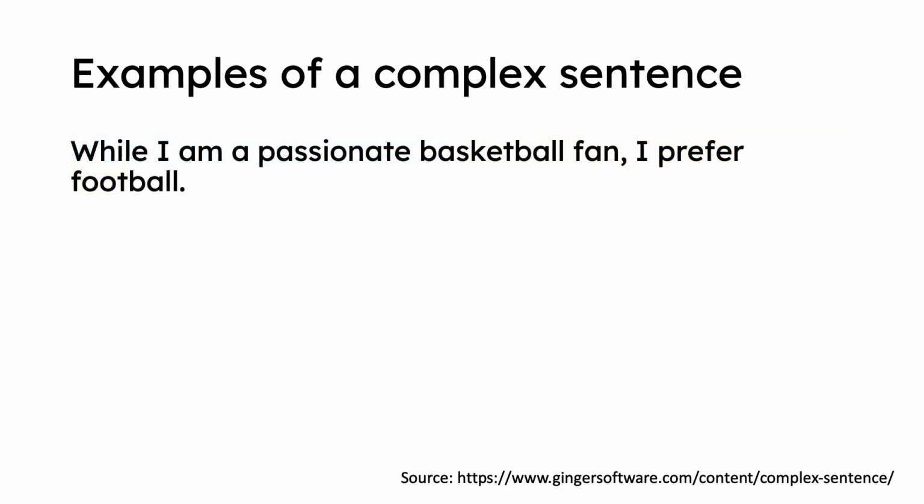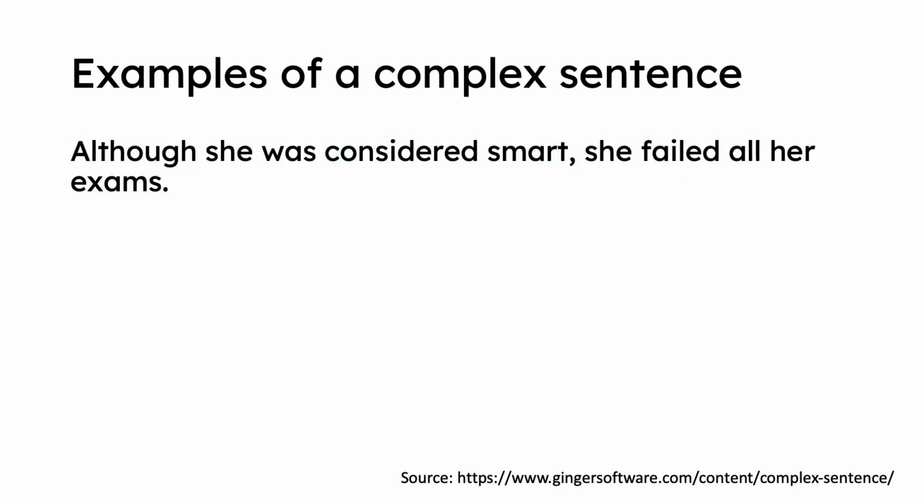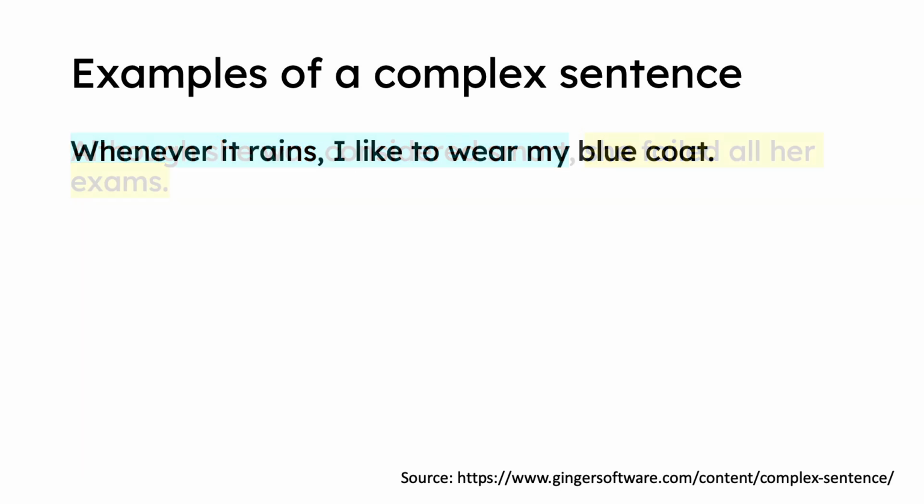While I am a passionate basketball fan, I prefer football. Independent clause? I prefer football. Dependent clause? While I am a passionate basketball fan. Although she was considered smart, she failed all her exams. Independent clause? She failed all her exams. Dependent clause? Although she was considered smart. Whenever it rains, I like to wear my blue coat. Independent clause? I like to wear my blue coat. Dependent clause? Whenever it rains.